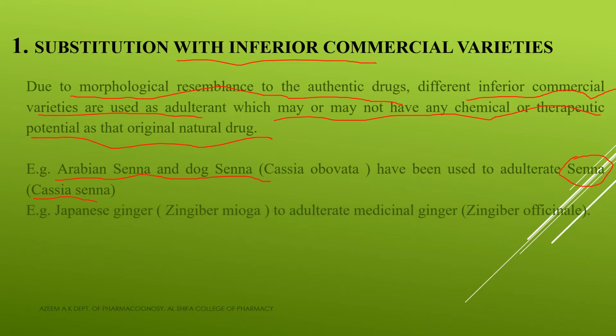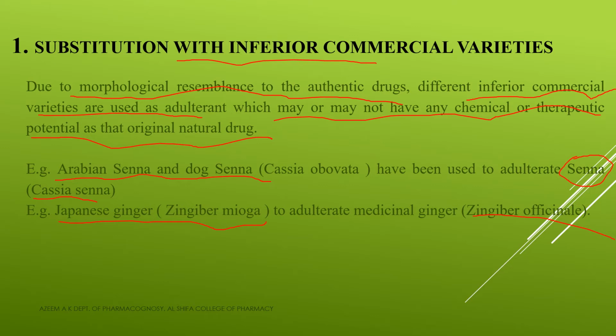And the second example is Japanese ginger. The botanical name of Japanese ginger is Zingiber miyoga, and it is used as an adulterant for medicinal ginger, that is Zingiber officinale. Zingiber officinale is the actual ginger or the medicinal ginger, and this can be adulterated with Japanese ginger, that is Zingiber miyoga. Both of them have morphological similarity, but Zingiber miyoga or Japanese ginger lacks the chemical constituent which is already present in Zingiber officinale. So that is about the substitution with inferior commercial varieties.